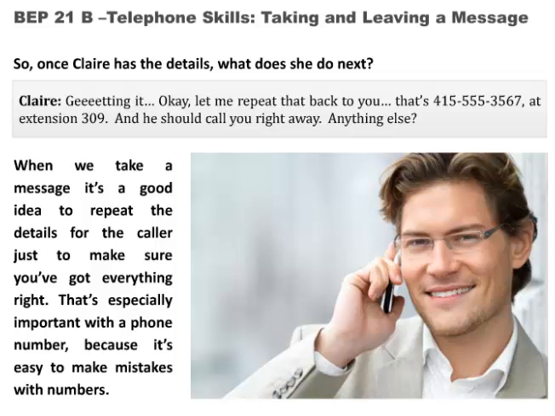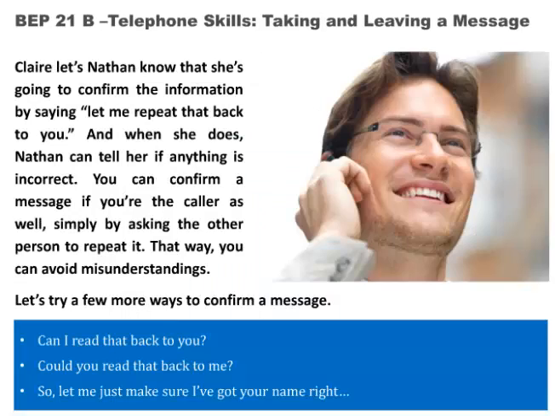Anything else? When we take a message, it's a good idea to repeat the details for the caller just to make sure you've got everything right. That's especially important with a phone number because it's easy to make mistakes with numbers. Claire lets Nathan know that she's going to confirm the information by saying, "Let me repeat that back to you." And when she does, Nathan can tell her if anything is incorrect. You can confirm a message if you're the caller as well, simply by asking the other person to repeat it. That way, you can avoid misunderstandings.